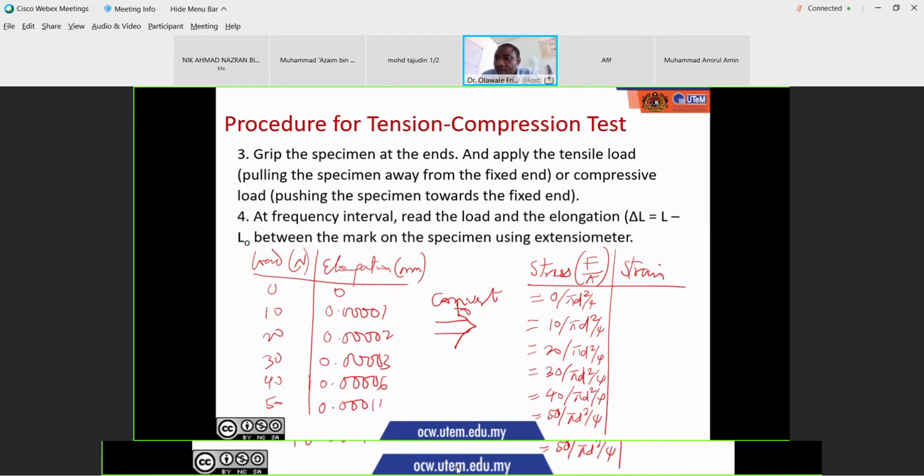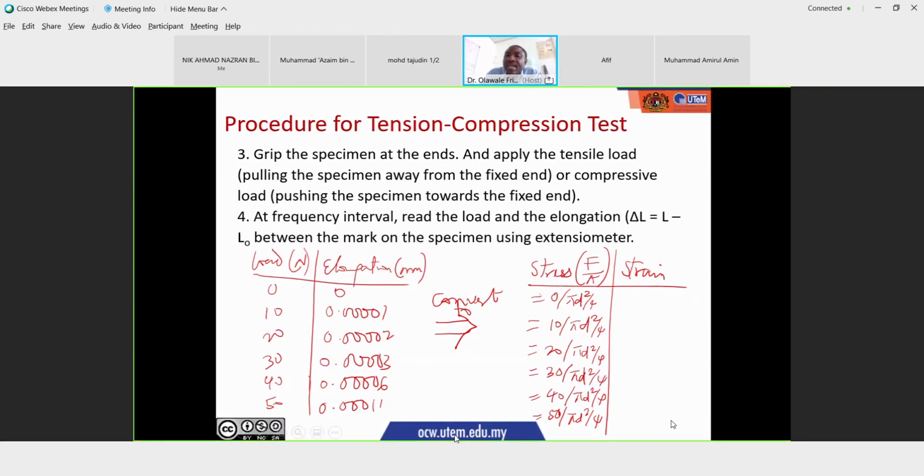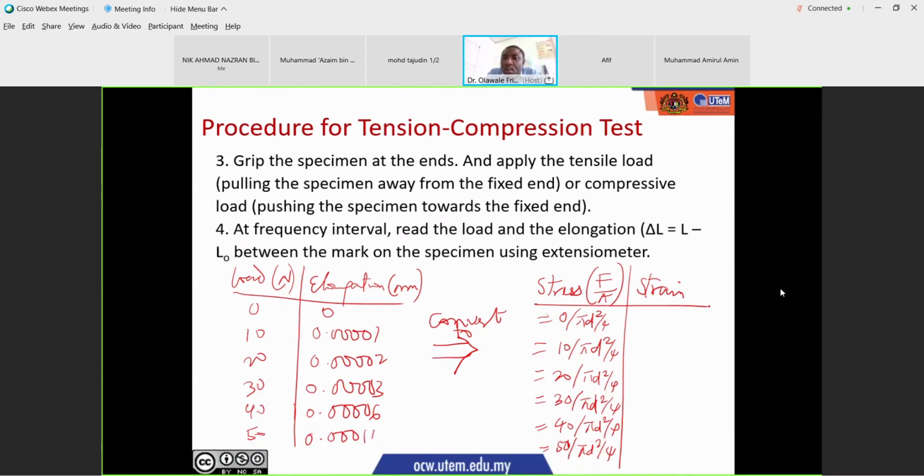Okay. Now we need to change to strain. What is the formula for strain, normal strain? Delta L all over original length. Your delta L is your elongation. And your original length is your gauge length. So here this is equal to 0 divided by gauge length. At the beginning, you measure your gauge length, right?